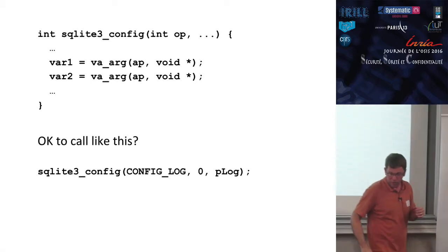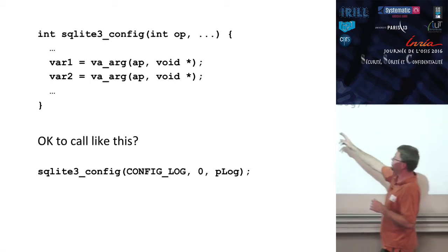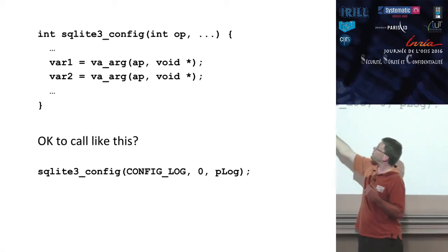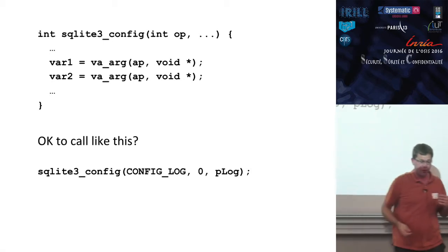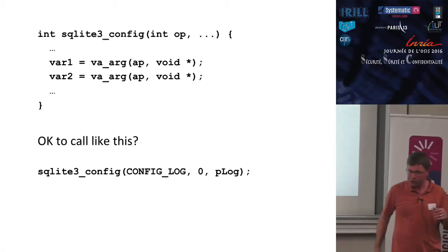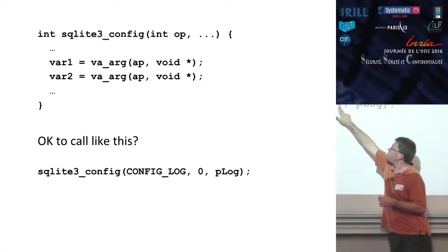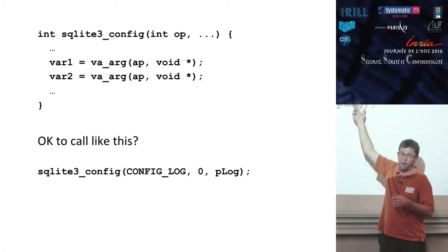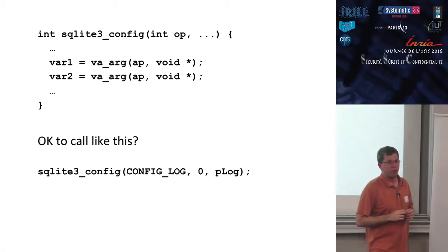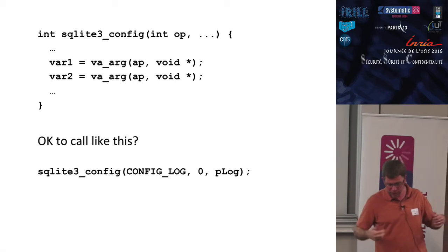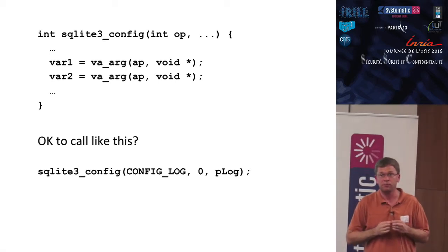So in this variable argument function, it dispatches based on the command that it's been given, and then it pops the rest of the pushed arguments off of the stack. In the example here, the caller has pushed a null pointer onto the stack and a pointer to a function, and then those are popped off the stack as void pointers. So the issue is that this code is broken.